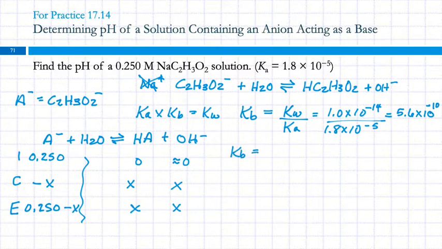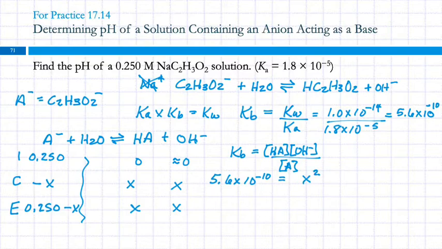So Kb equals [HA] times [OH⁻] over [A⁻]. Kb was 5.6 times 10 to the minus 10. [HA] is going to be x, and [OH⁻] is also x, so that's x squared divided by 0.250 minus x.